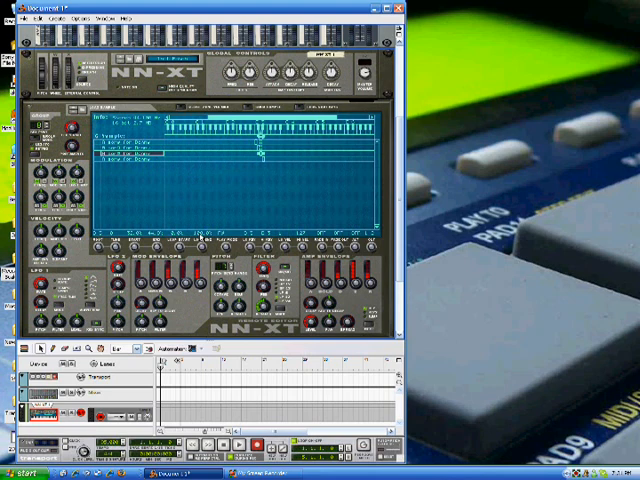And yeah, so that's a way to chop using the NNXT with no other programs outside of Reason. All you need to do is have a WAV file, so no Recycle, none of that.